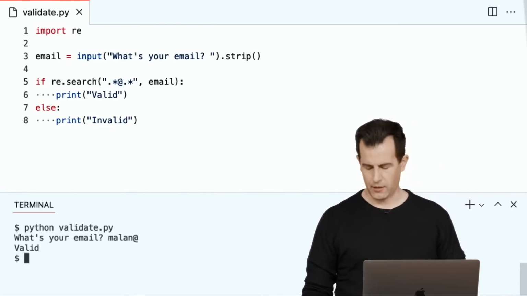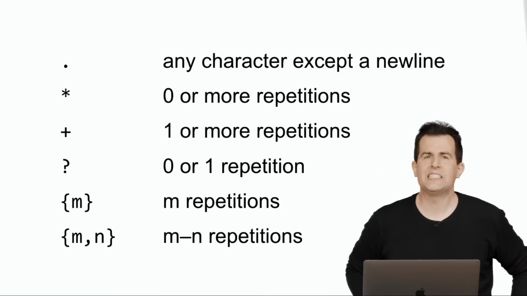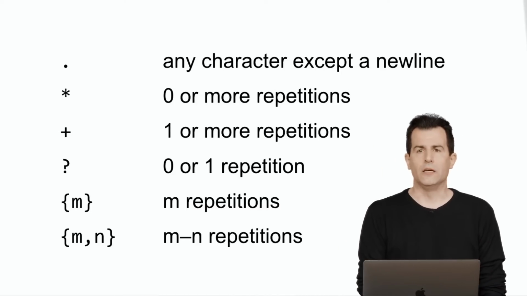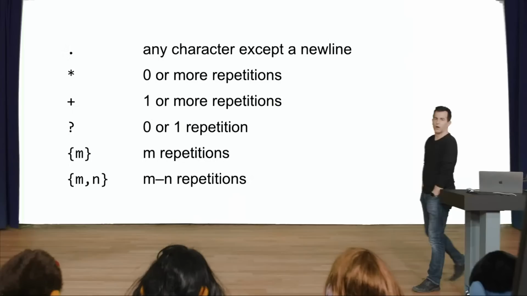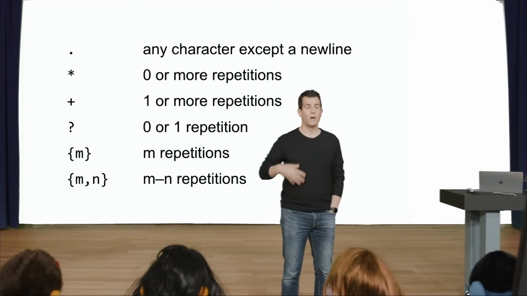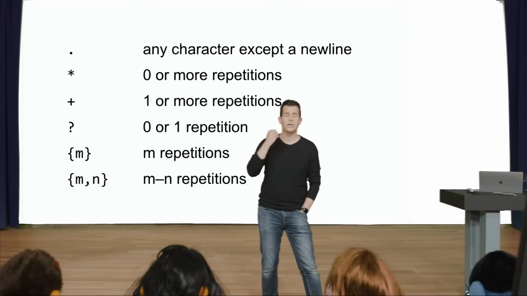But why is that? If I go back to this chart, why is Malan @ with no domain now considered valid? What's my mistake here? By having used dot star at dot star as my regular expression or regex. Margarita?